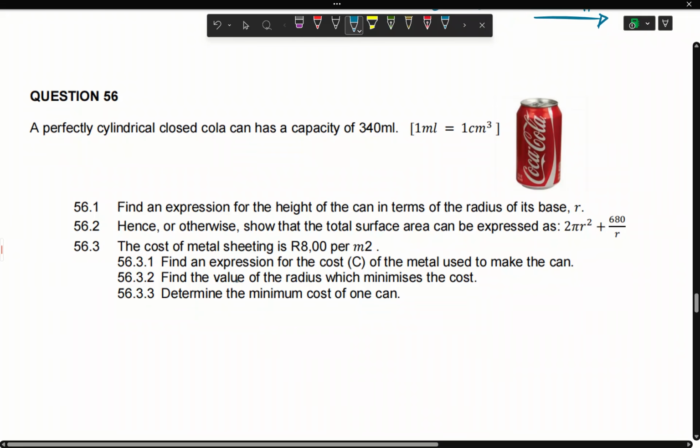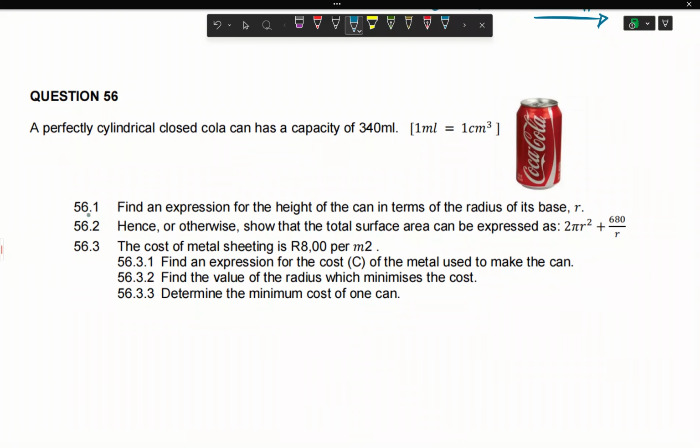So now let's take a look at this one. Let's say a perfectly cylindrically closed cola can has a capacity of 340 ml. The capacity, guys, that's the volume. The volume is the capacity. The volume is the total amount of tiny cubes that can be inserted inside a shape or an object.